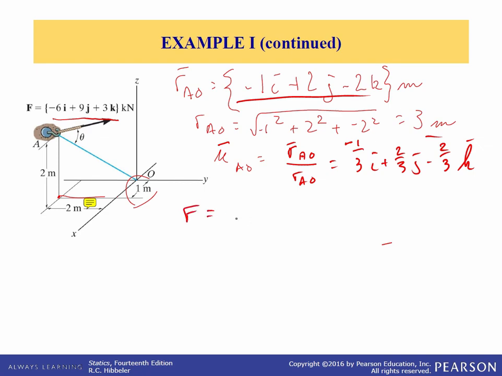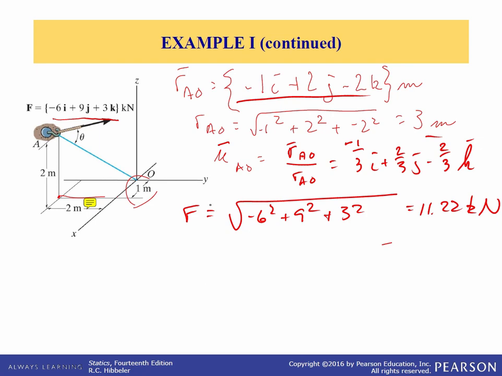So the magnitude of F is the square root of the sum of the squares: -6 squared plus 9 squared plus 3 squared. And that's 11.22 kilonewtons. So, to the first part of the problem, we're going to do the dot product to find out what the angle theta is.